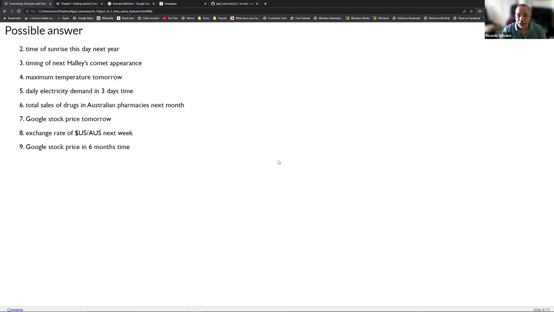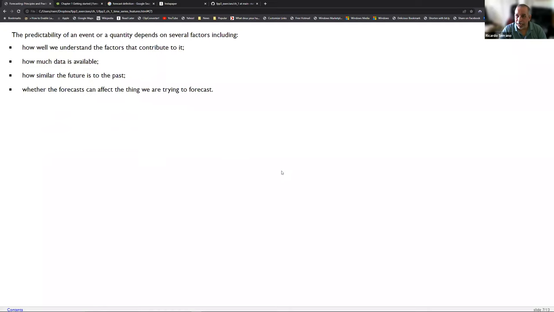So the possible answers 2, 3, and 4 were the easiest ones for the author. And 8 and 9, the exchange rate and the Google stock price, were the toughest ones, okay? And I think we got a very good consensus on the Google stock price in 6 months. Who knows what is going to happen, especially now in this market that is so wild and volatile, okay? Any questions so far about what we have been discussing?